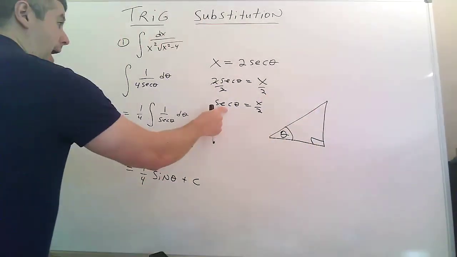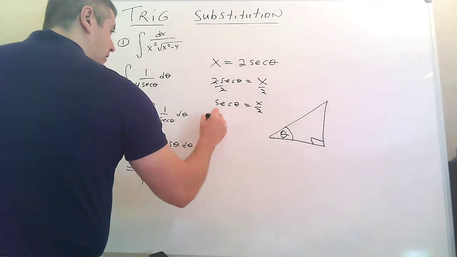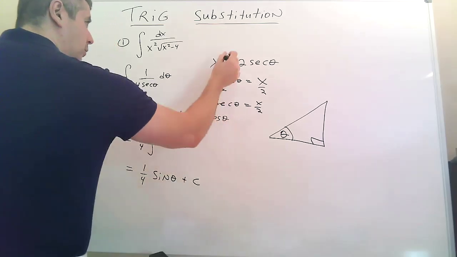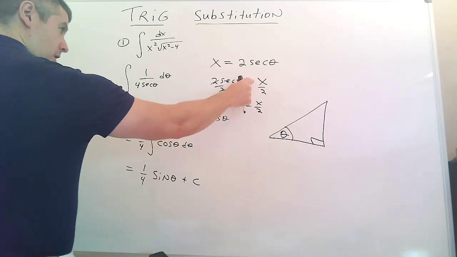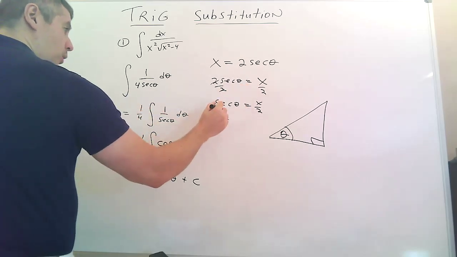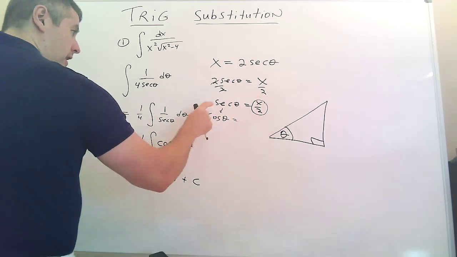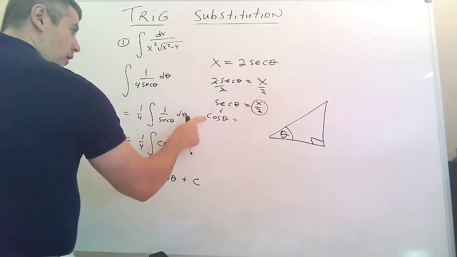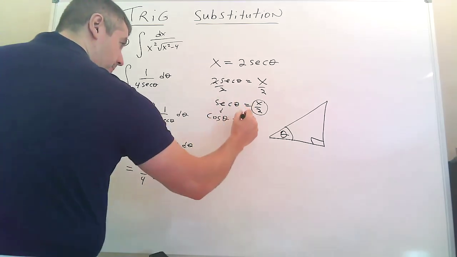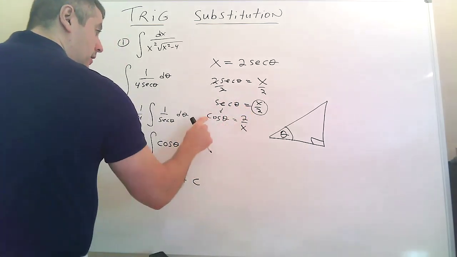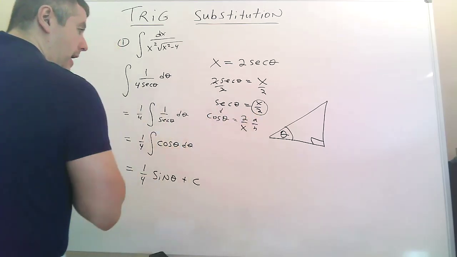But the problem is I was given secant. I have no idea what secant is. I know what cosine is. So what you do is you take the one you started with, which was secant, solve it for secant, and then replace it with the one you know, which is cosine. Now, I got to flip that over, don't I? Remember, secant is 1 over cosine. So if I'm going to put cosine here, I have to flip that. Now, children are happy. So adjacent over hypotenuse.